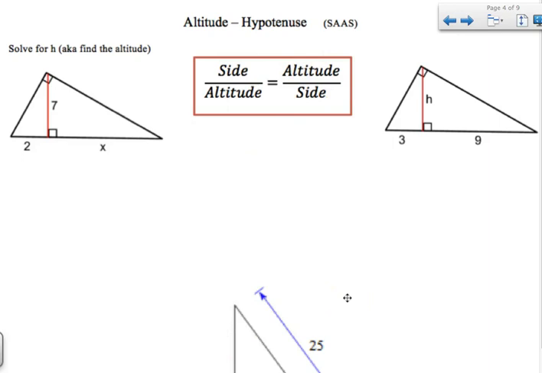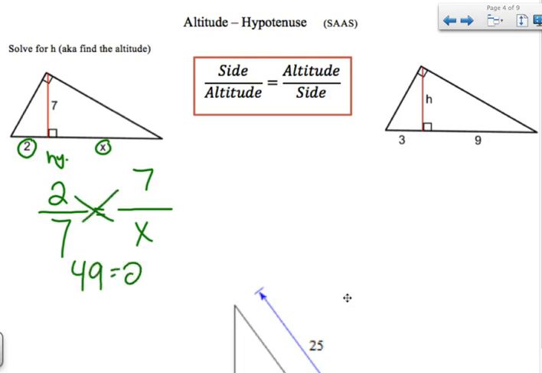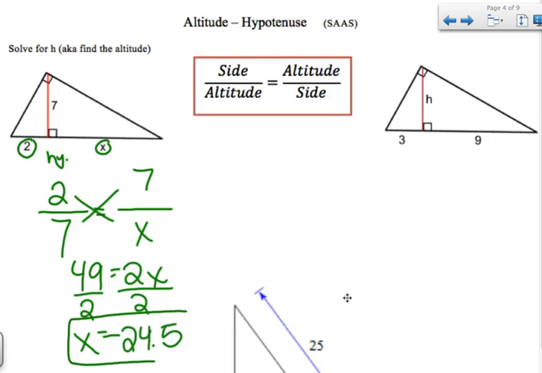So how you would set it up is pick a side, doesn't matter. So I'm going to start with 2. So I'd say 2 over the altitude, which is 7, equals the altitude, which is 7, over the other side, which is x. Okay? So basically, you need each piece of that hypotenuse to do this problem. And then you're going to cross multiply. So I get 7 times 7 is 49, equals 2x, divide by 2, and get x equals 24.5. Okay, so you won't always be square rooting, just in some cases.